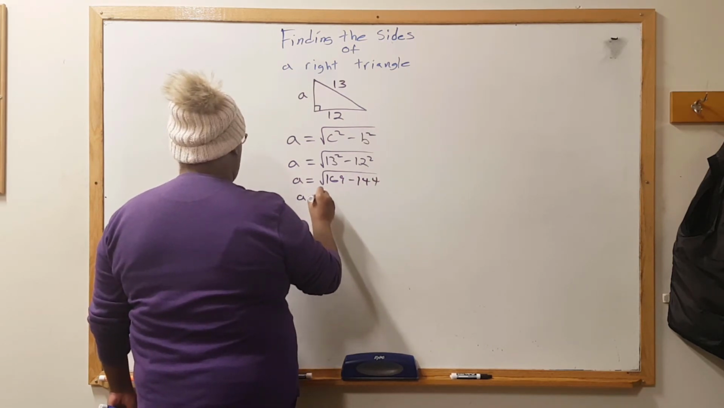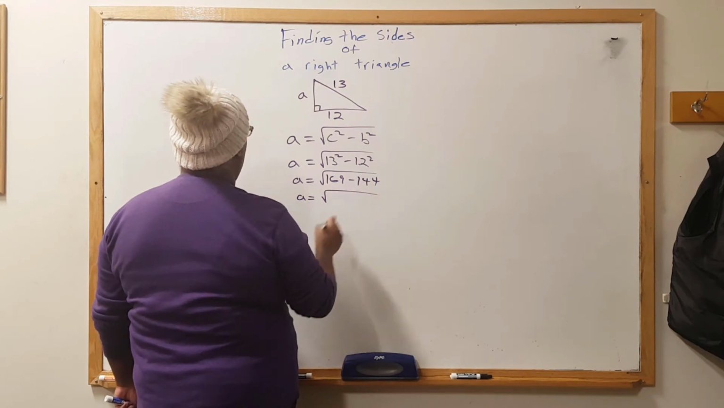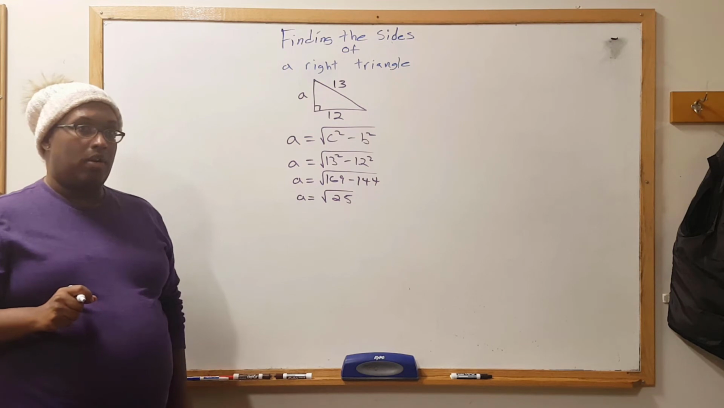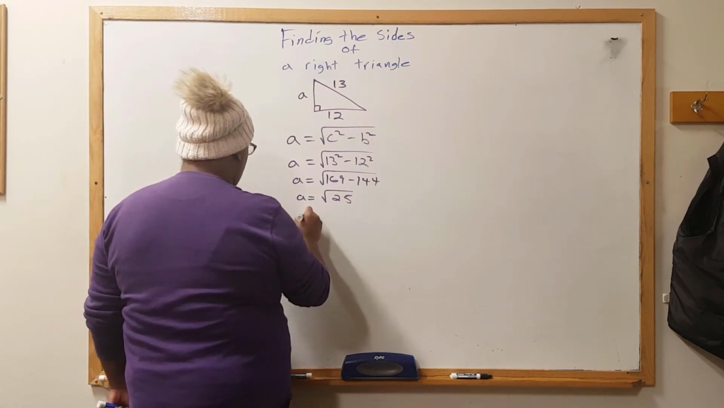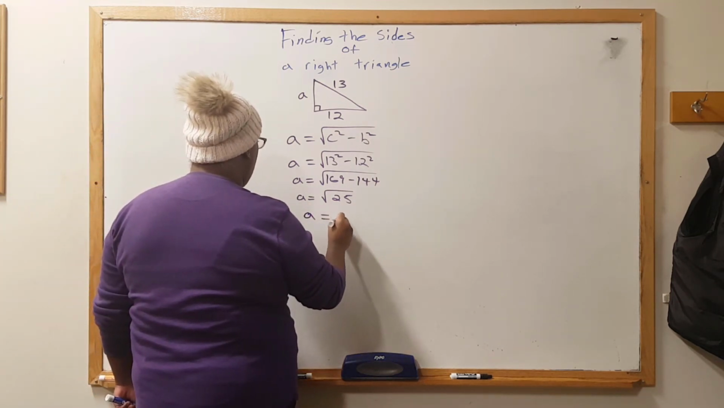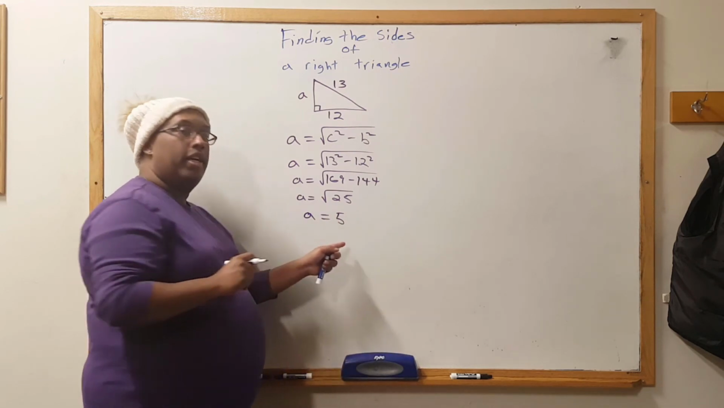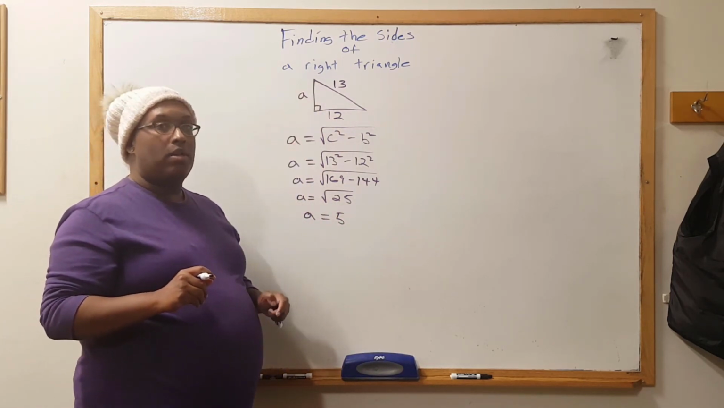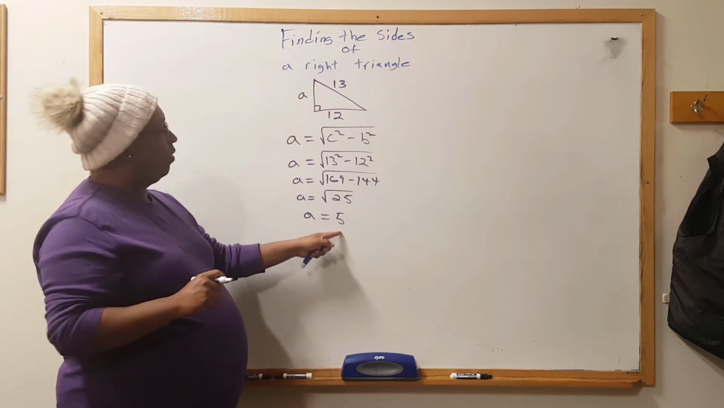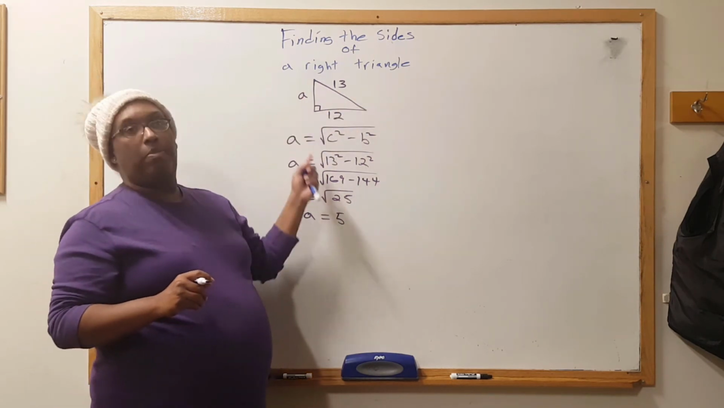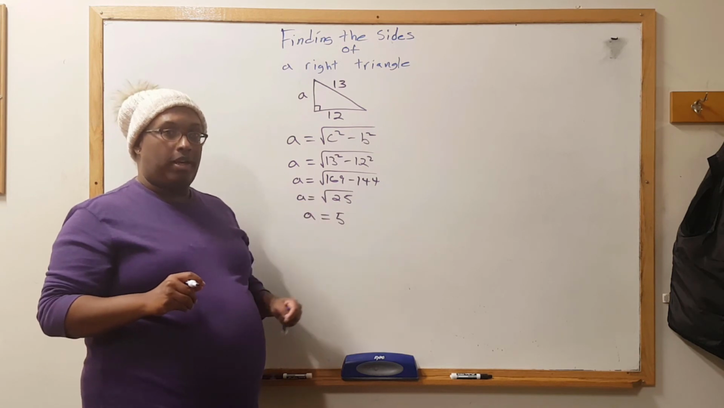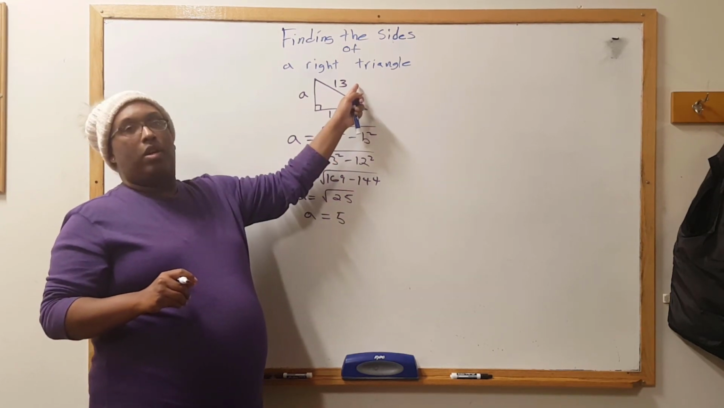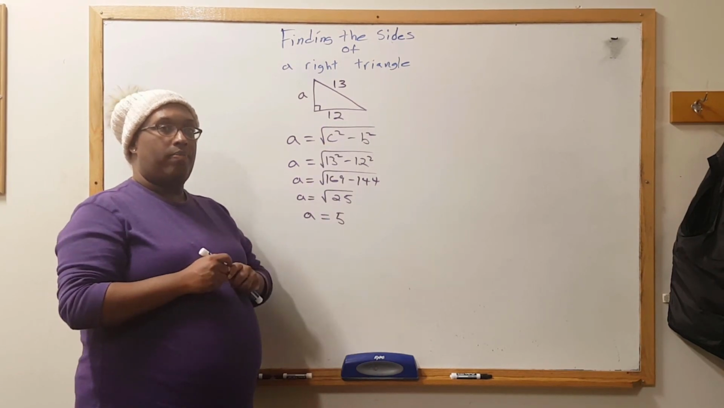A equals square root 25. So A equals 5. Again, we're finding the length, so it's always going to be positive, and A equals 5, whatever units you may be using for your particular problem. If this was centimeters, this would be centimeters. If this was inches, this would be inches.